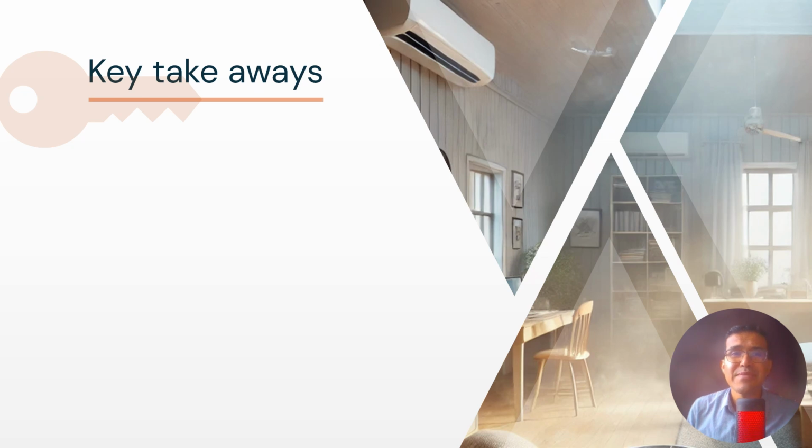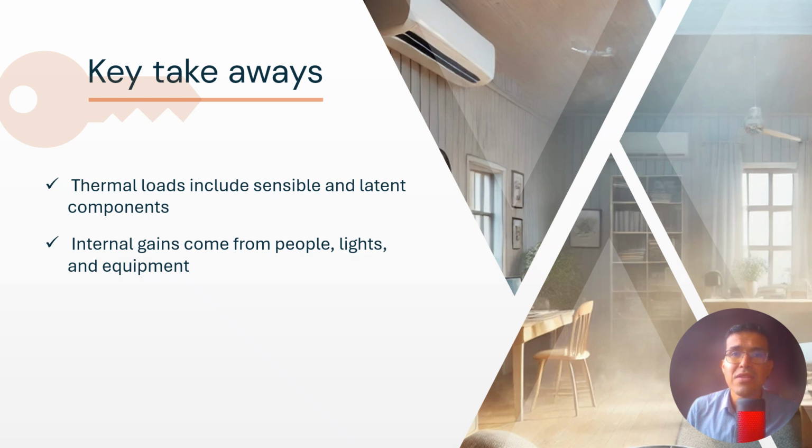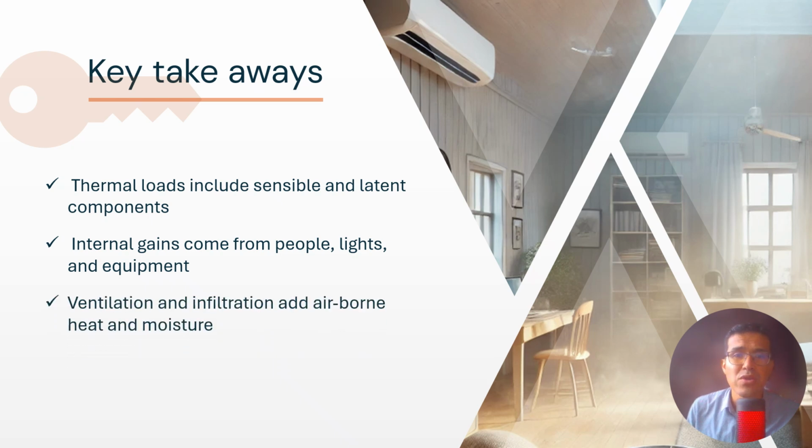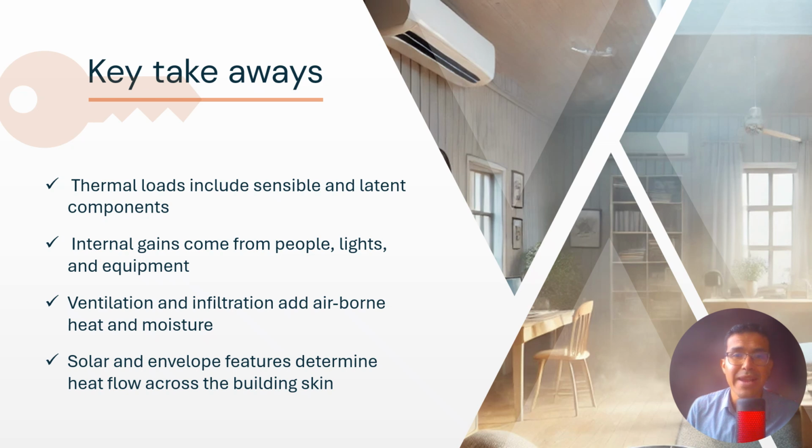To sum up, buildings get heat from people, lights, machines, air, and the sun. Each source contributes in different ways, some through sensible heat, which affects temperature, and others through latent heat, which affects humidity. HVAC systems must be designed to handle both types. Conceptual estimates using simple equations and standard values can go a long way toward better system planning.